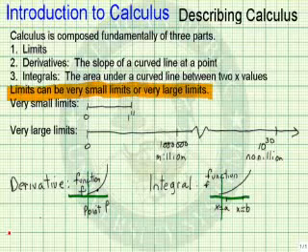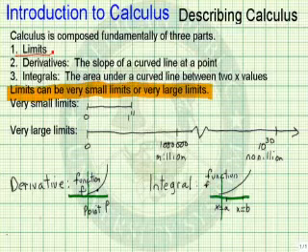The best way to describe calculus? Fundamentally, calculus is composed of three parts. We have the idea of a limit. The limit, we take all the ideas of college algebra, pre-calculus, and trigonometry, and we look at very small and very large things. Then we use the concept of limit to find the idea of a derivative, which is the slope of a curved line at a point.